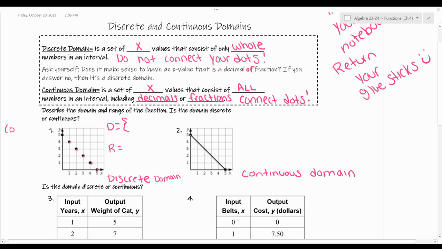Going top down, our first coordinate point was (0, 5). Then we had (1, 4). Then we had (2, 3). Then we had (3, 2), (4, 1), and (5, 0). X, then Y. So my domain includes the numbers 0, 1, 2, 3, 4, and 5.